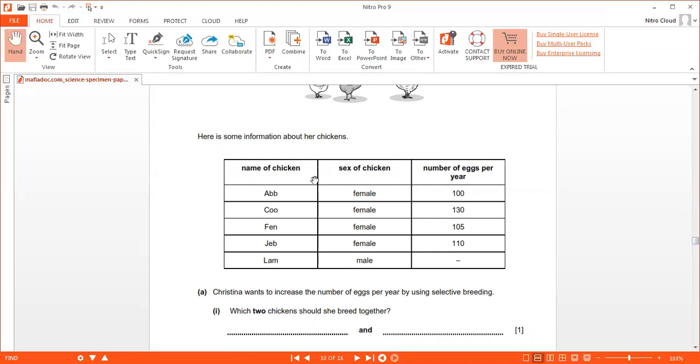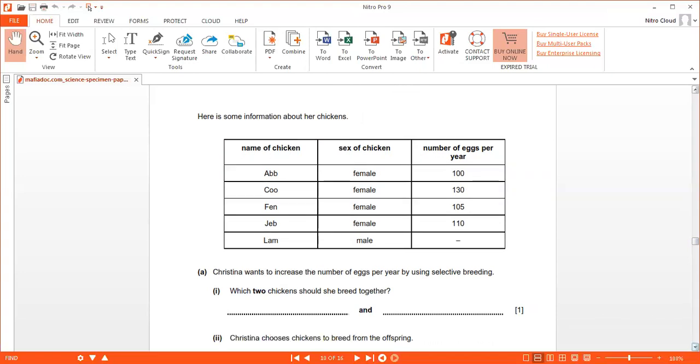Of course, she should choose female and male. That's why lamb should be chosen because it's the only male. Okay, pay attention. This is the trick, that the lamb is the only male. So, of course, she should choose lamb and which female? Cow, because the number of eggs per year for cow is 130 and it's the highest number. So, the 2 chickens are cow and lamb.